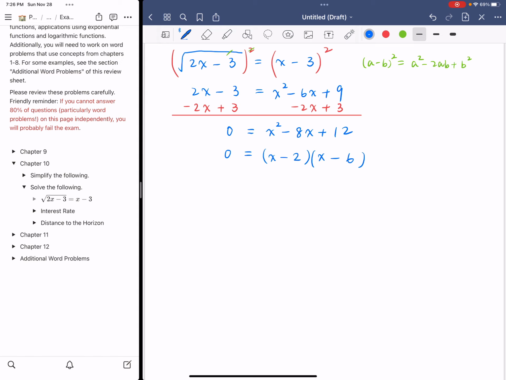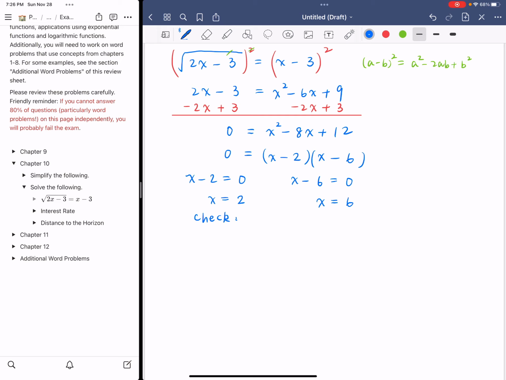And then I'm going to apply the zero product property. Something times something equals 0. That means each of them could be 0. So x minus 2 could be 0. x minus 6 could be 0. Solve each of them for x. We get two solutions, or I would say potential solutions, 2 and 6. So that's not the end of it because we're solving a radical equation. You need to check. Let's check each of them.